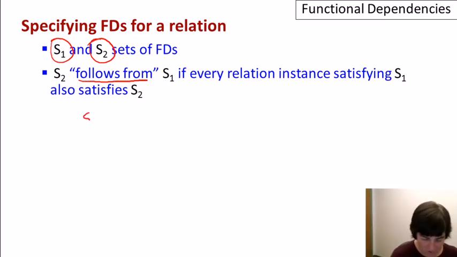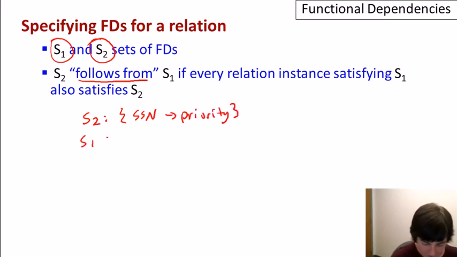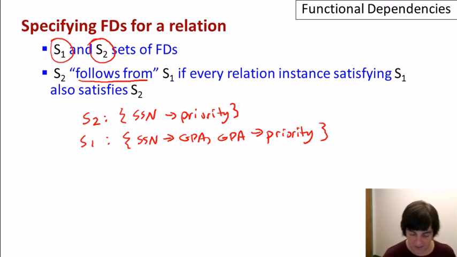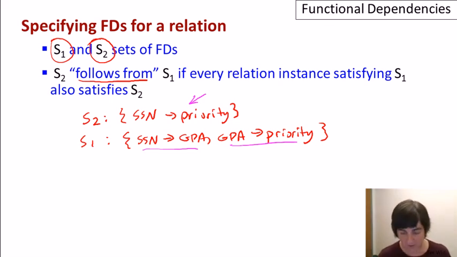As a simple example, suppose S2 is Social Security number determines priority, and suppose S1 is the two functional dependencies, Social Security number determines GPA, and GPA determines priority. Then it's certainly the case that, for this example, S2 follows from S1. Every time we have a relation that satisfies Social Security number determines GPA and GPA determines priority, then that relation will also satisfy Social Security number determines priority. And we kind of proved that actually in an earlier part of this video.